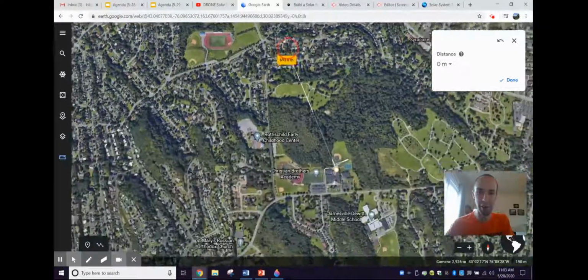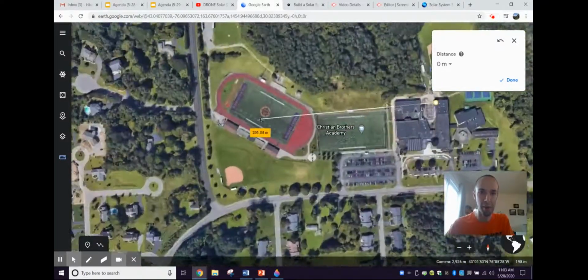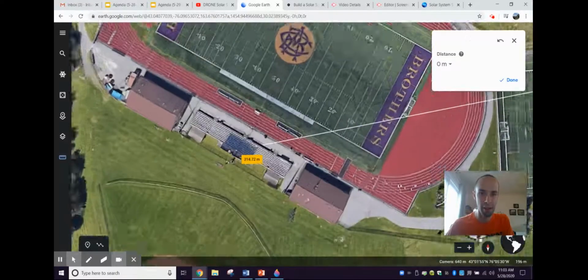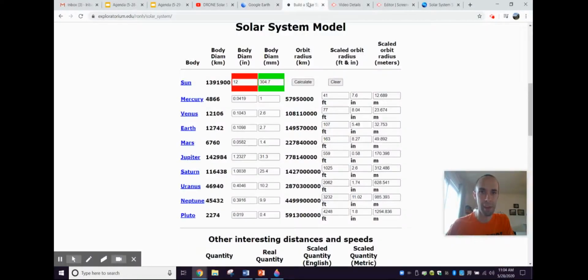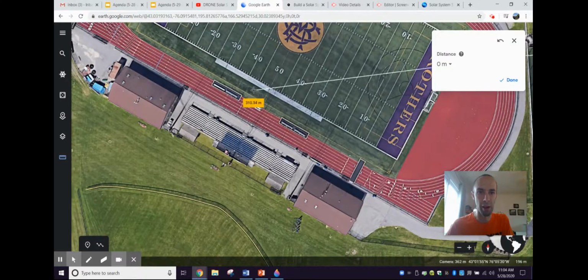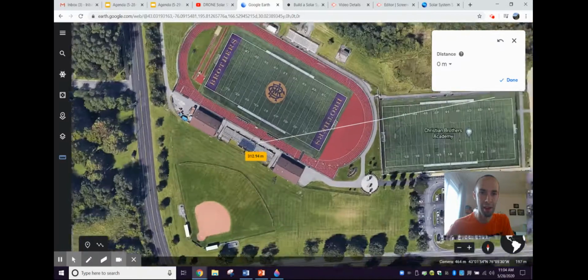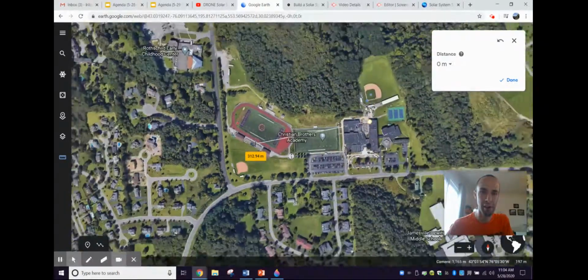If you were to do Saturn, for example, I said it was on the bleachers. It's right around here. And if you look at the scale, Saturn is 312 meters away. So on our scale, 312 meters, you can see it on the screen. It ends up being right around here in the bleachers, from the classroom. So that's a fun little activity, and you can do that at home.